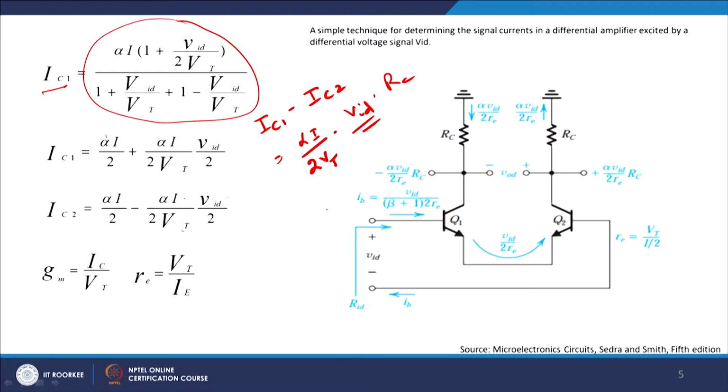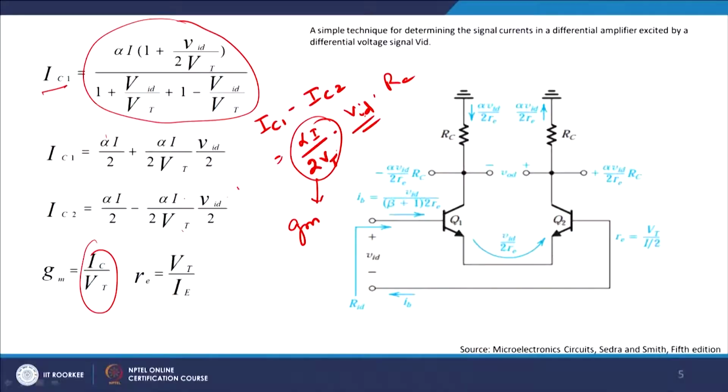Now you see very well that this is nothing but the transconductance of the device, GM. IC by VT is the transconductance of the device, and therefore I can safely write this as GM times VID into RC, which we have already derived in our previous case. This gives me an idea about the basic understanding, as we have already discussed: the higher the transconductance of the device, the more will be the output voltage, and the higher the value of RC, the more will be the value of V.